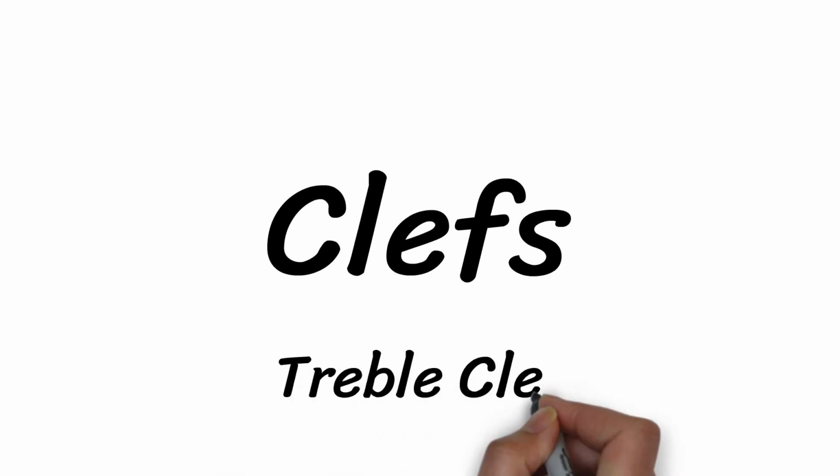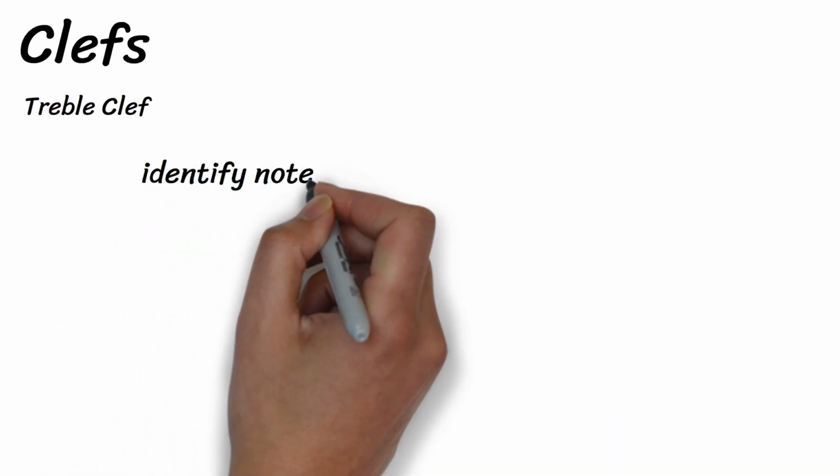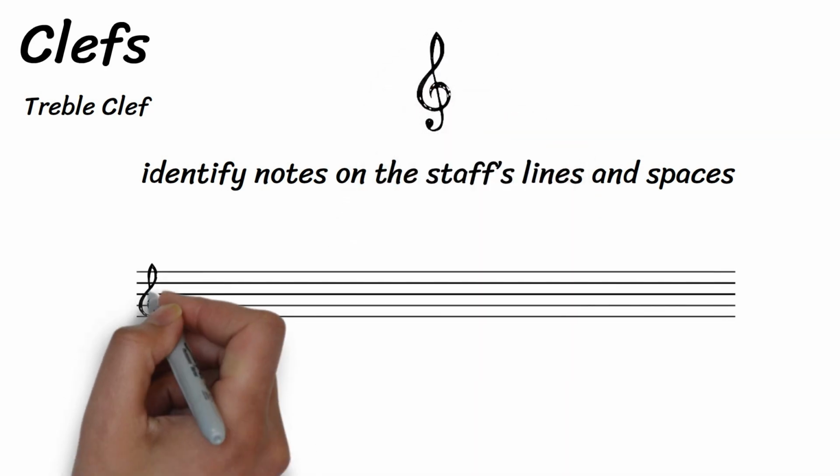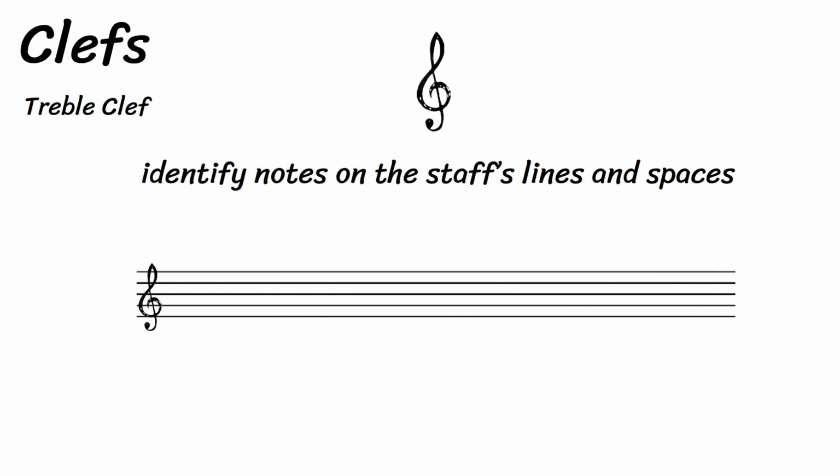Now let's talk about clefs. Treble clef. To identify notes on the staff's lines and spaces, you need a clef, the symbol that appears to the far left of every staff. The clef tells which line or space represents which pitch, in which octave.